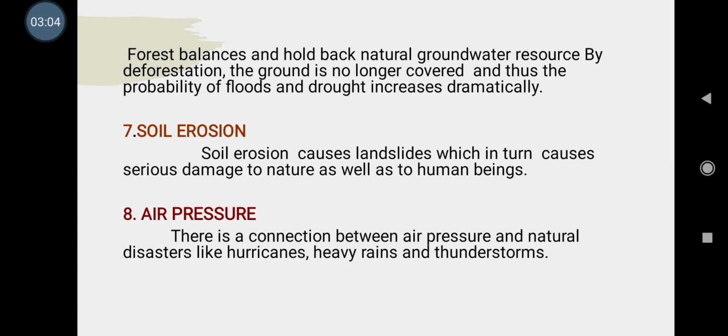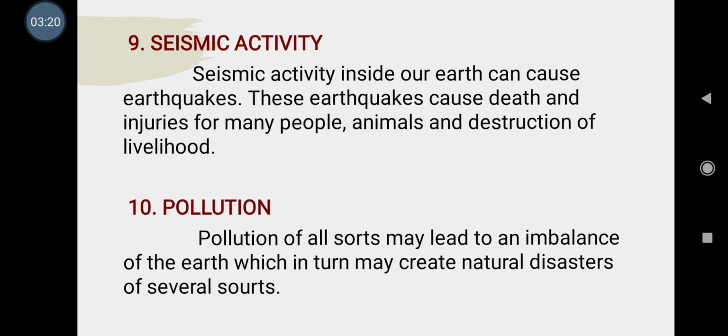Eighth, air pressure. Studies tell us that there is a connection between air pressure and various disasters like hurricanes, heavy rains, and thunderstorms. Next one is seismic activity. It tells us that seismic activity inside the Earth's crust causes disasters, mainly earthquakes, which lead to destruction of livelihood and death of many.